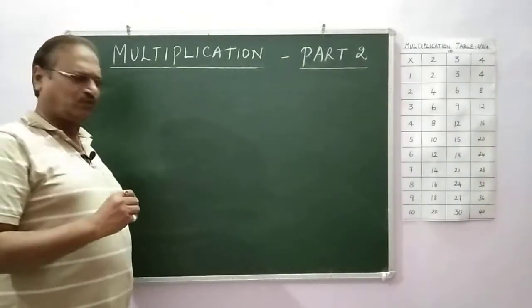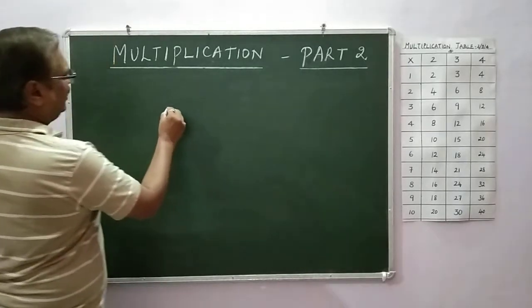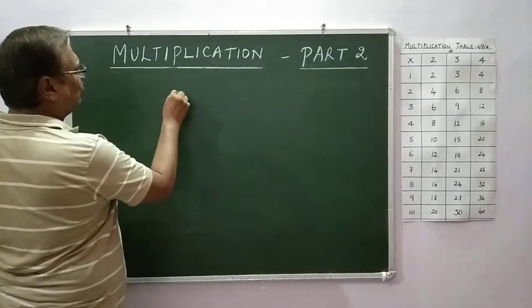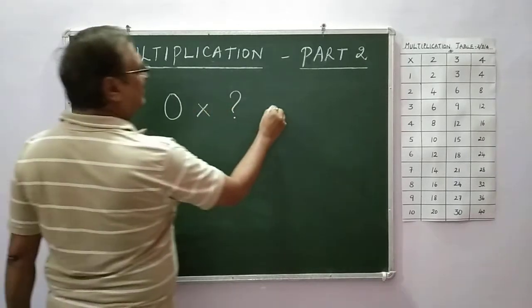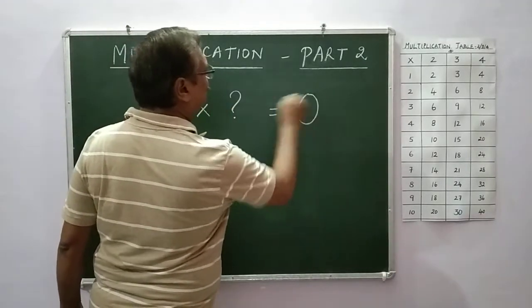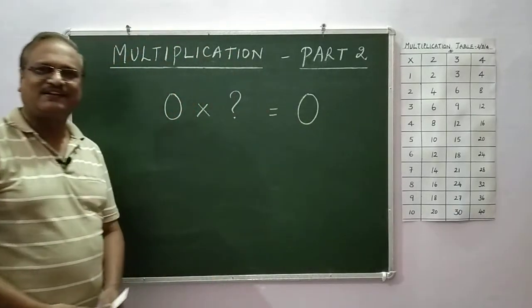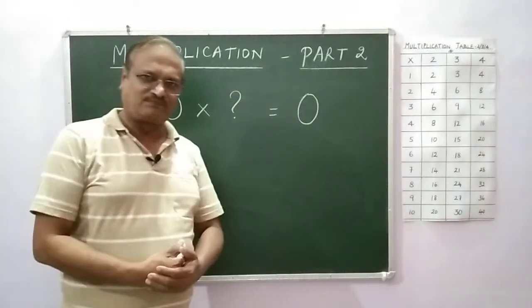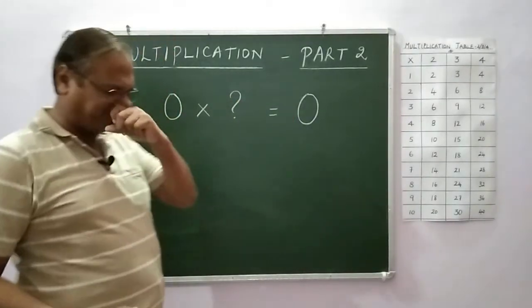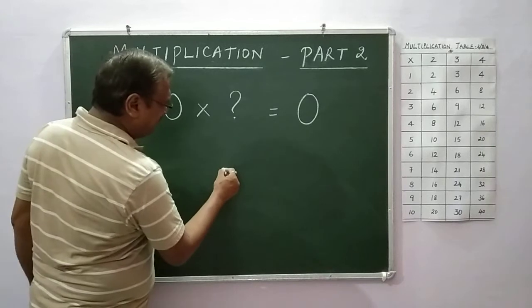Now I am going to tell you that if I multiply 0 with any number, the value will be 0. Now why is this like that? Why is 0 multiplied by something 0? I'll take an example.